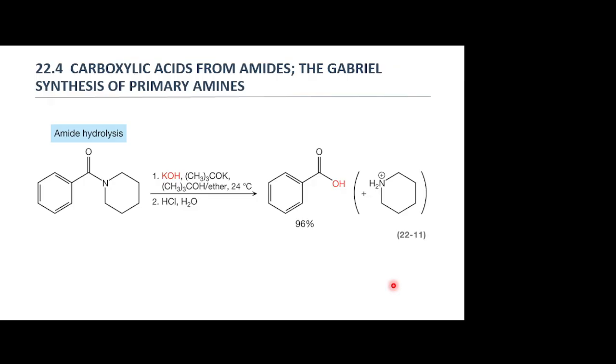So this one's going to be carboxylic acids from amides and the Gabriel synthesis of primary amines. So this is your amide hydrolysis right here. This one's an amide. See the nitrogen right there off the carbonyl, just like a protein, right? And so we're going to react with KOH. And this is going to give us the carboxylic acid right here, and then your amine right there. Okay, this gives us excellent yield, by the way.